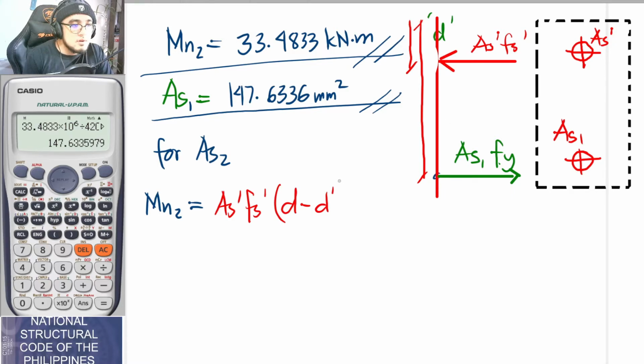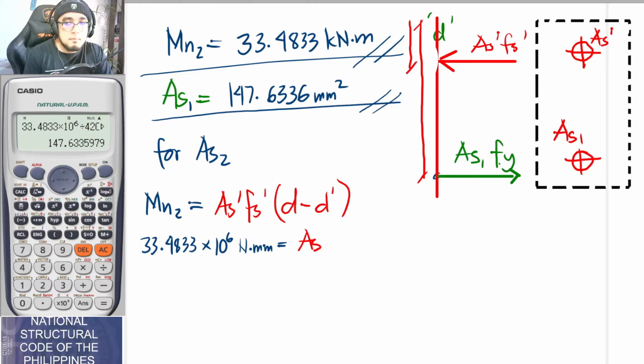Okay, so substituting known values. For Mn2, this is now equal to 33.4833. I will just be multiplying this once again by 10 raised to 6 for it to be converted to Newton millimeters. Then this is equal to AS. So AS is unknown. But what about Fs prime? We do not know if Fs prime is known.